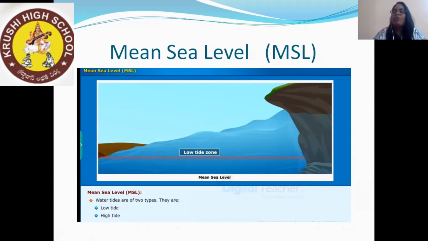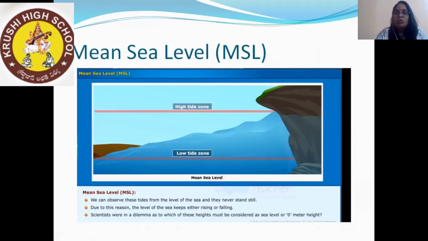The irregular forms of waves. Sometimes you might have noticed the waves. The height of a wave sometimes goes very up and sometimes somewhere it goes very down. So the irregular form, the movement of waves, is called tides. There are two types of tides: one is low tides and one is high tides. In this picture also you can find it.